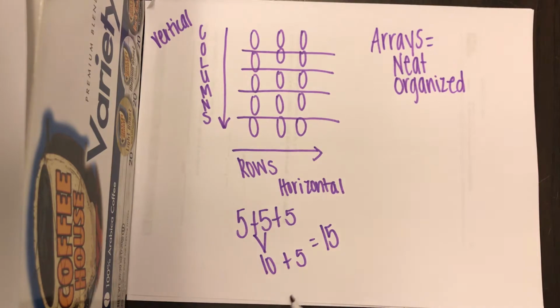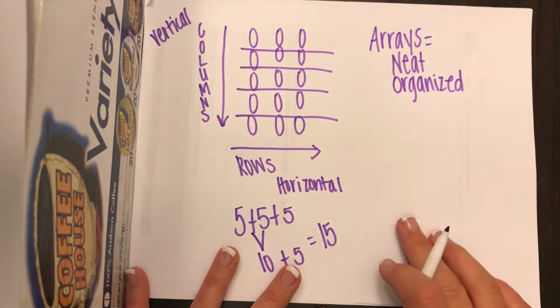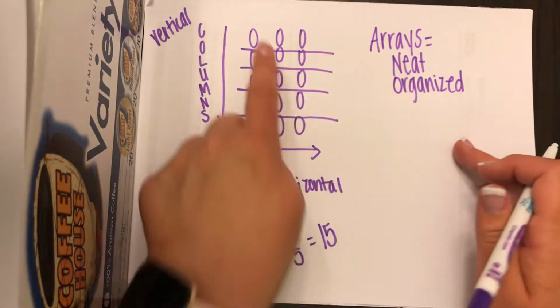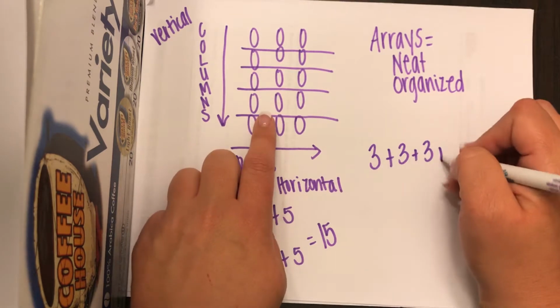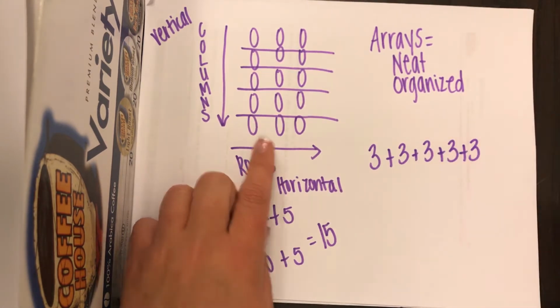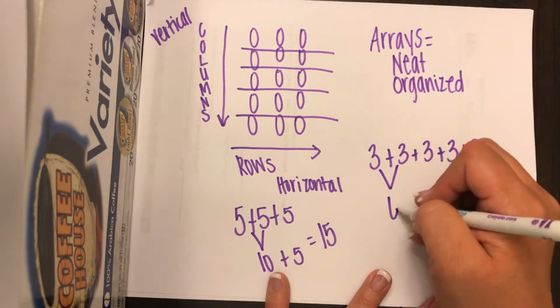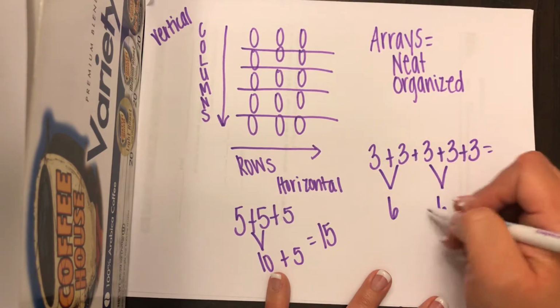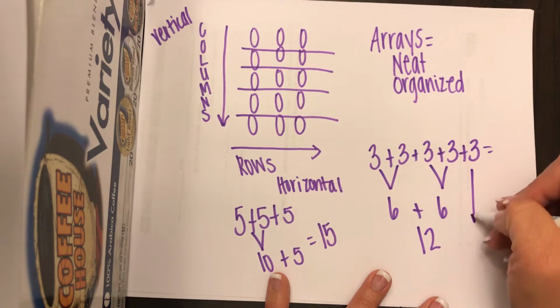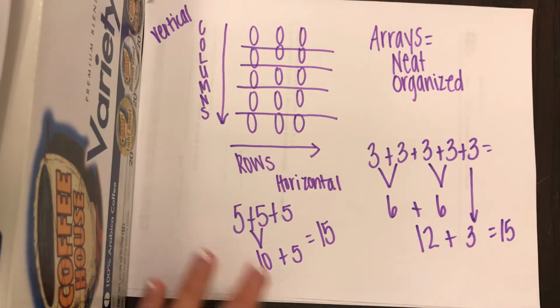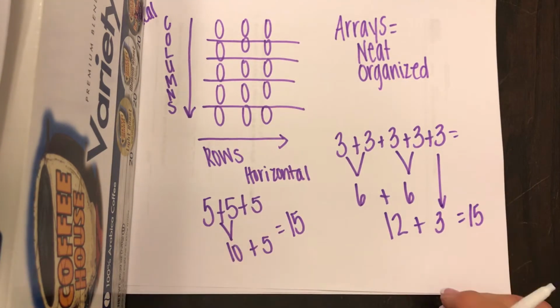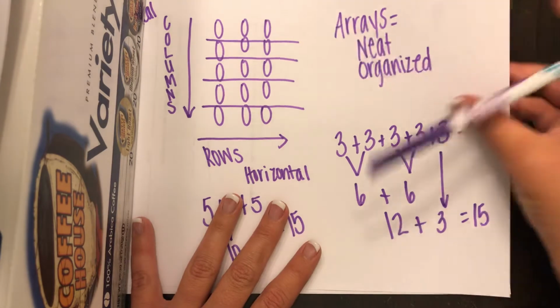But we could also do a repeated addition going across. So we could do 3 plus 3 plus 3 plus 3 plus 3. So we'd have 3 plus 3 is 6. 3 plus 3 is 6, which would equal 12. Bring down that extra 3 to add to it, which is 15 as well. It should all come out to be the same. Okay? So we have a total of 15 in that array.